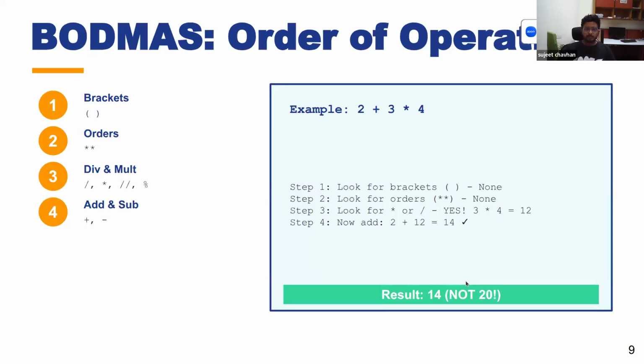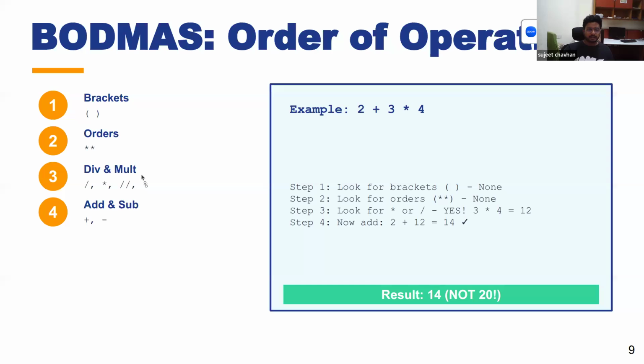Next is the BODMAS, order of operations. So first is brackets. Whatever big expression is there, brackets will be evaluated first. Okay. And then orders. For example, double star. Double star is raised to, or power. 2 power 3, 2 power 5, something like that.